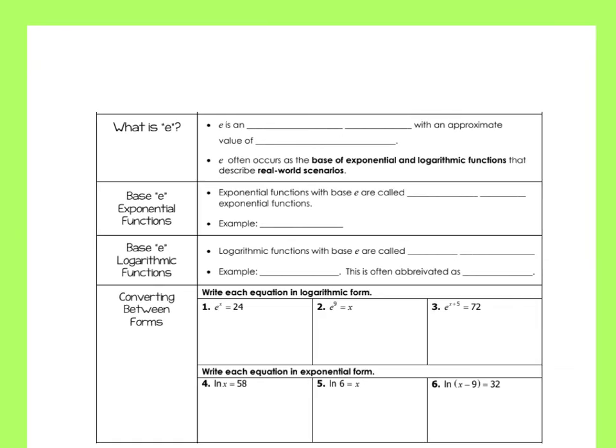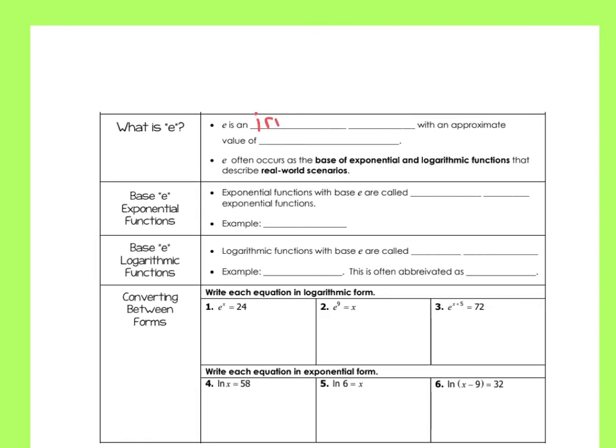So again, what is e? e is an irrational number, with an approximate value of, I believe it's 2.718. Let me double check.